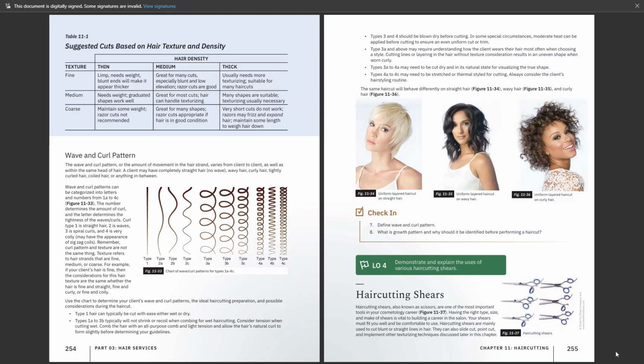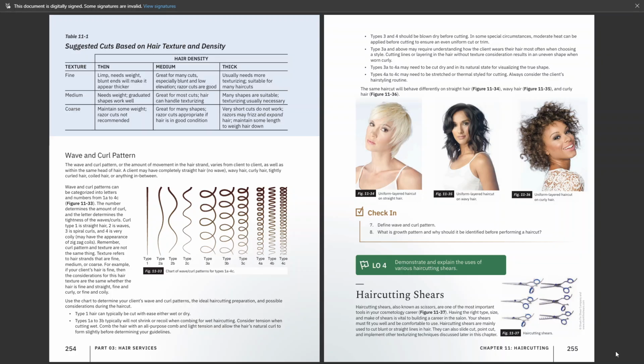Types 4A to 4C may need to be stretched or thermal styled for cutting. Always consider the client's hairstyling routine. The same haircut will behave differently for straight hair, figure 11-34, wavy hair, figure 11-35, and curly hair, figure 11-36.